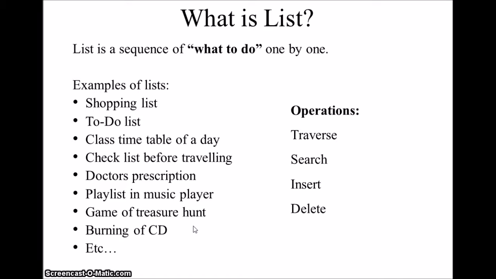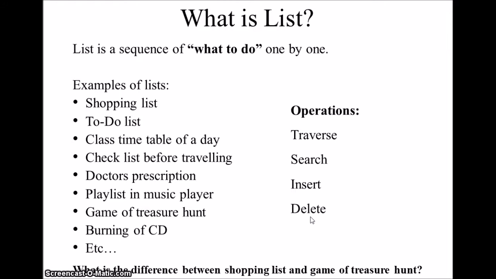And what are the various operations that can be performed on this list? Traverse, in the sense you can go through the list, you can go through the shopping list, whether you have included all the items or not. You can search for any particular item in a list. You can insert new items in the list. You can delete any item from the list. These are some of the basic operations that can be performed on a list.